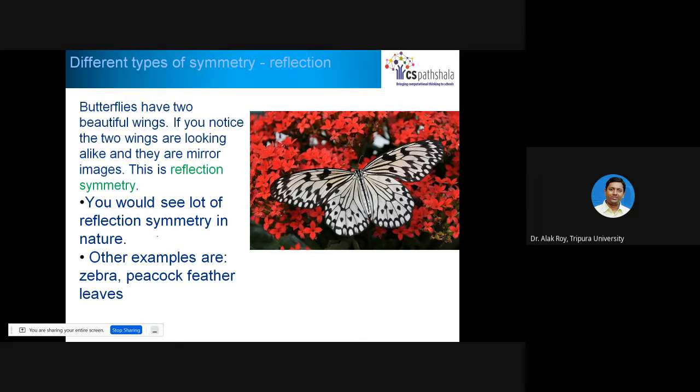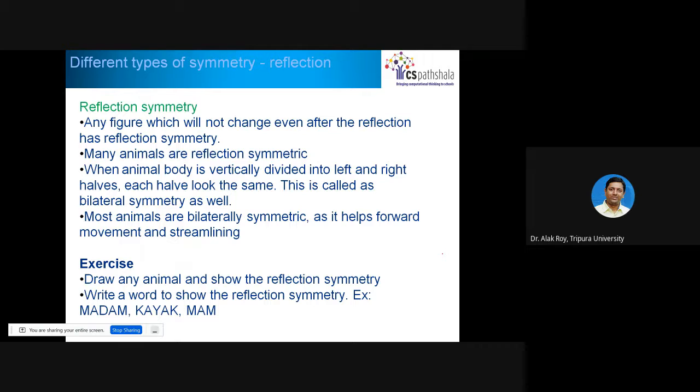If you observe a butterfly that has two beautiful wings, consider this wing 1 and this wing 2. If you notice the two wings, they look similar. It means if I divide them in half, the first wing is a mirror image of the second wing. This is known as reflection. You would see a lot of reflection symmetry in nature, maybe in a zebra, or in peacock feathers and leaves. You can observe symmetry.